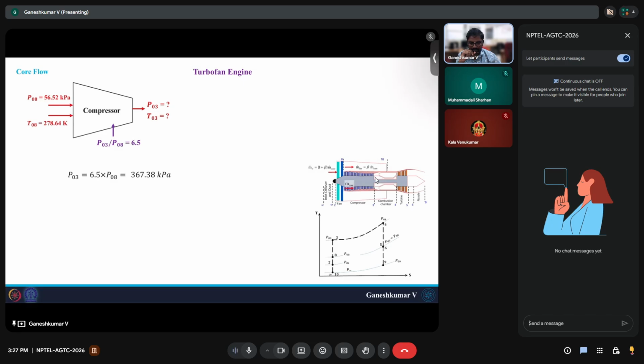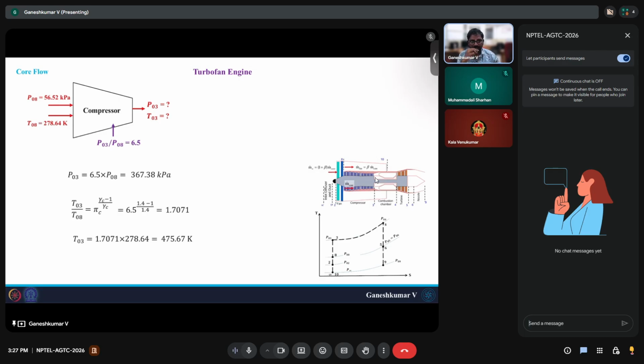Now, the temperature again you can find out from the pressure ratio, since you do not have efficiency here. It simplifies the problem very easily. So the temperature ratio is 1.707, and if you calculate the temperature at the exit of the compressor, it's going to be 475.67 Kelvin. Okay.